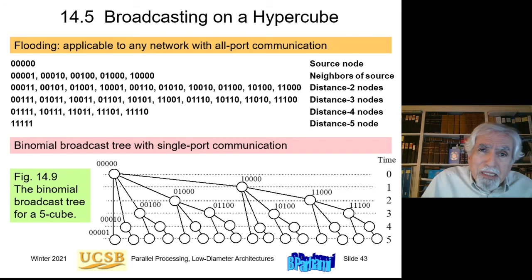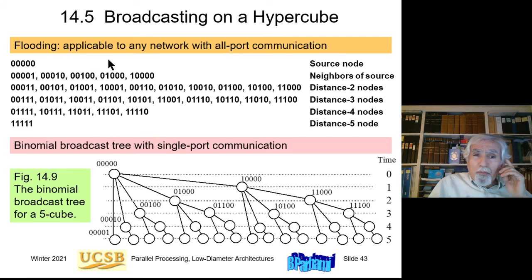Okay, the next idea is broadcasting on a hypercube. So an algorithm for broadcasting that is applicable to any network, any graph, that has all port communication, basically, each node can send messages to all of its neighbors, is called flooding. So what is flooding? Suppose node 0 in a 5-dimensional hypercube has a message to broadcast to all the nodes in the hypercube. Now this node 0 has 5 neighbors. These are the 5 neighbors.